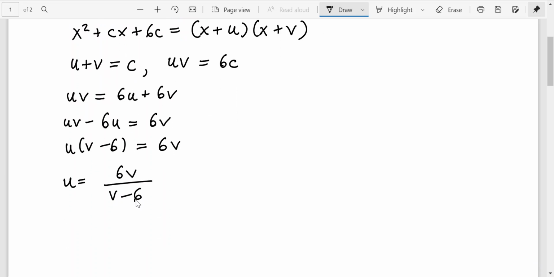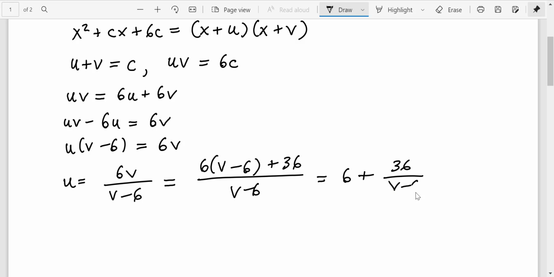So in other words, we have to find the integers v that cause 6v over v minus 6 to also be an integer. Now those values of v are not obvious when we see this expression in this form, but it will become obvious if I actually divide v minus 6 into 6v. You can do that with a standard polynomial division algorithm or synthetic division, or you can simply write the numerator as 6 times v minus 6 plus 36. And now you get 6 plus 36 over v minus 6. So again, u is equal to 6 plus 36 over v minus 6.